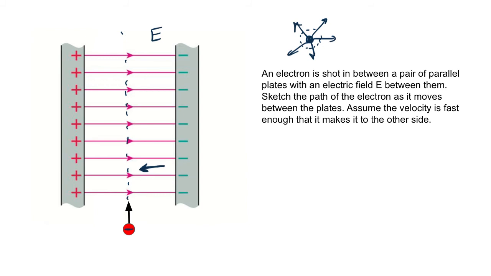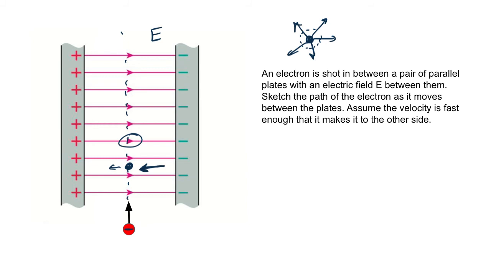Once the electron's inside the plates, it'll be attracted to the positive plate and repelled by the negative plate, so it'll get pushed to the left. Another way to think about it is that the field lines all point to the right, but that's telling you how a positive charge would go, and since an electron is a negative charge, it'll go the other way.